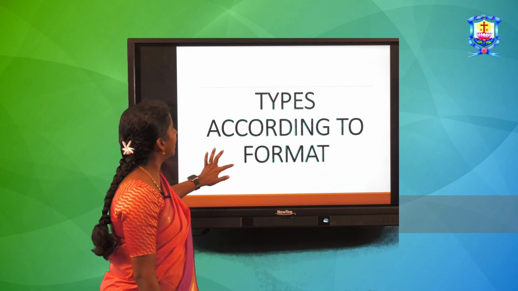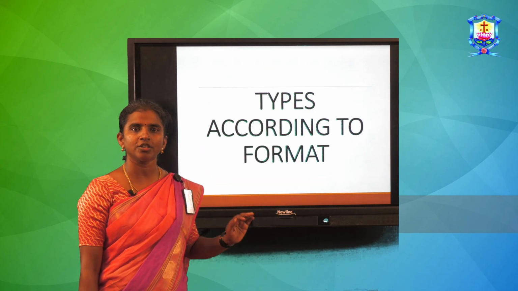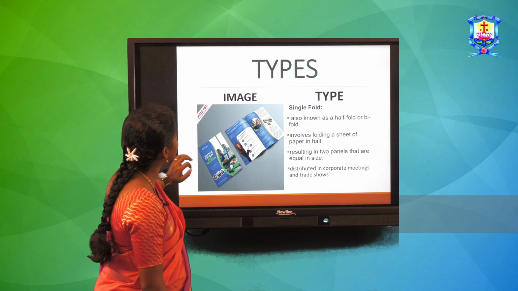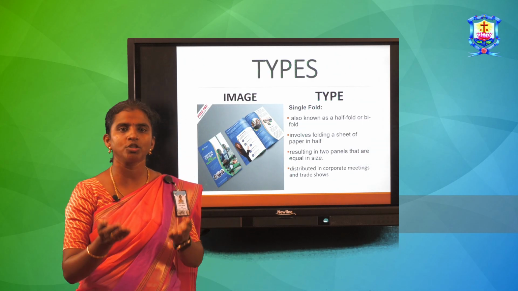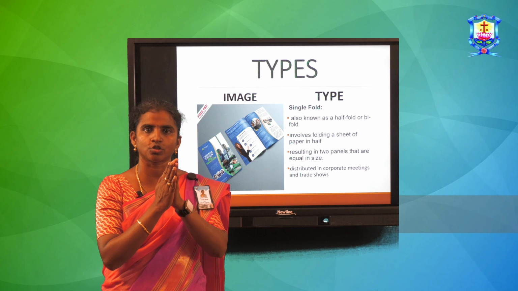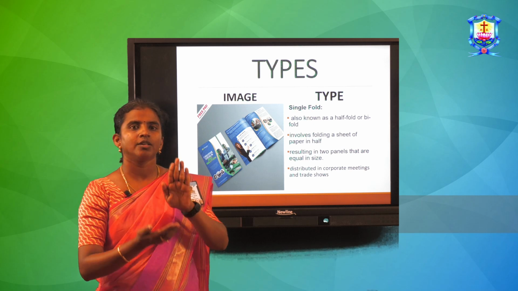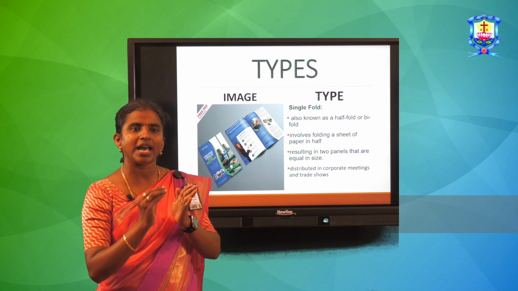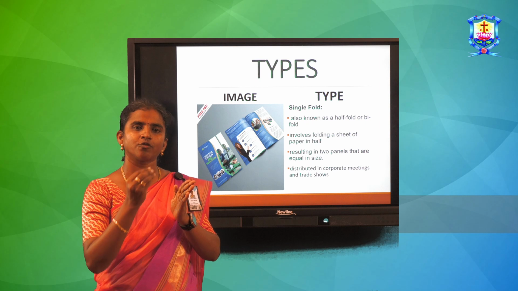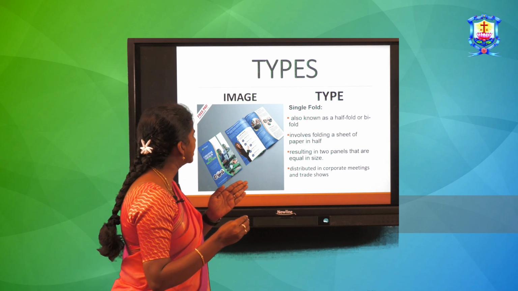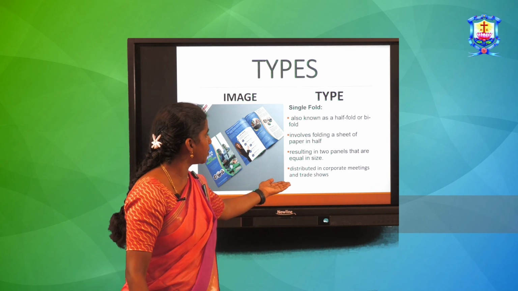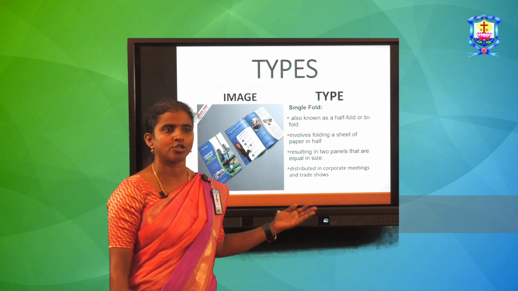Next, we are going to see the types of brochure according to the format. The first one is single fold. It's nothing but you take a paper and fold it into two. That is called single fold. So you get 4 sides. You can use these 4 sides for much information, and this will be distributed in corporate meetings and trade shows.